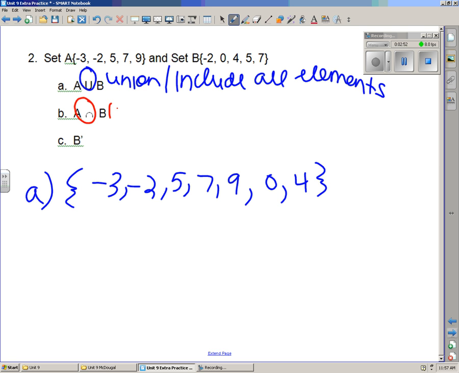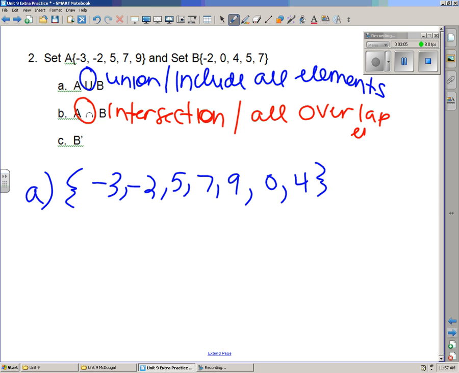This upside down U, which looks like an N, is the intersection. This is going to be the overlap, or all common elements. So for B, what's common in both is going to be the -2, which is in both sets A and B, the 5 is in both sets A and B, and the 7.